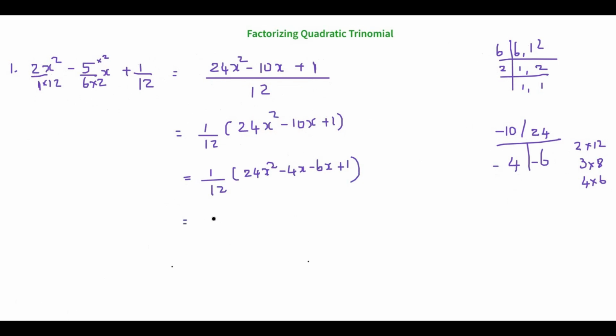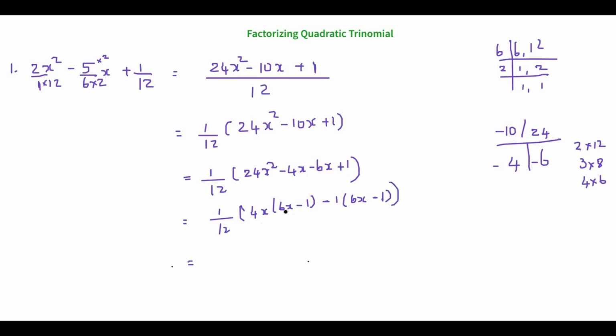Isn't it easy now? 1 by 12 will remain as such, and then from 24x square and 4x I will take 4x as common. So here I would get it as 6x minus 1, because 24 divided by 4 is 6, and since 1x is out, so another x is here. And in these two there are no common terms, so I'll just take minus 1 outside, so 6x, and you can't write a plus 1 here because the minus is out, so minus times minus will become plus. So I will write here minus 1, and then again the whole bracket.